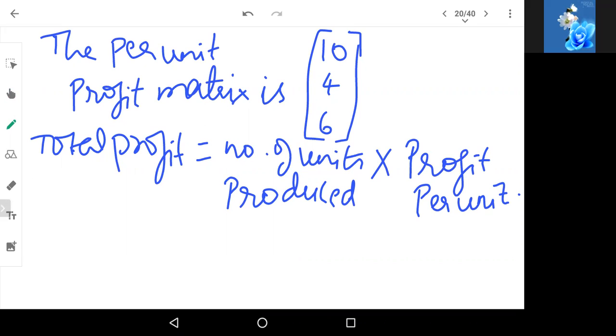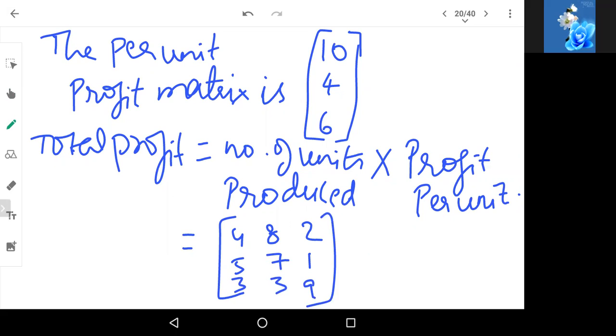Okay, now we have two matrices, that is the production matrix, 482, 571, 339, multiplied with this matrix which is given to us as the profit per unit matrix of 10, 4 and 6. Now, if you multiply these two, you will get another matrix, and that will be the total profit matrix. Did you all understand? Any doubts still here?